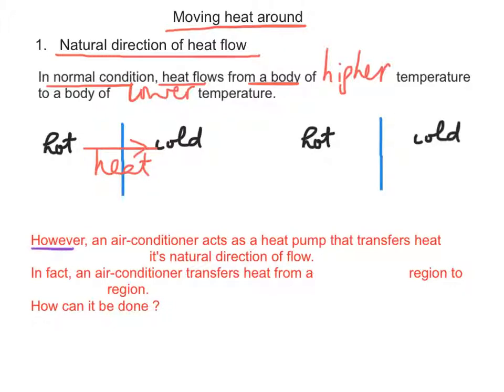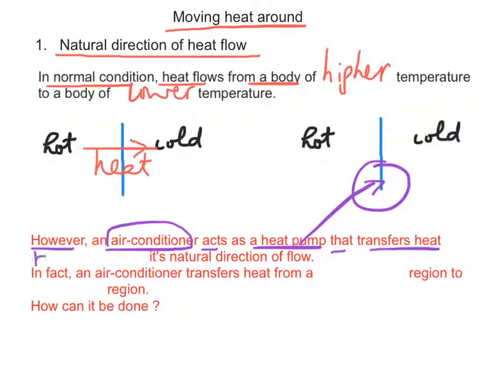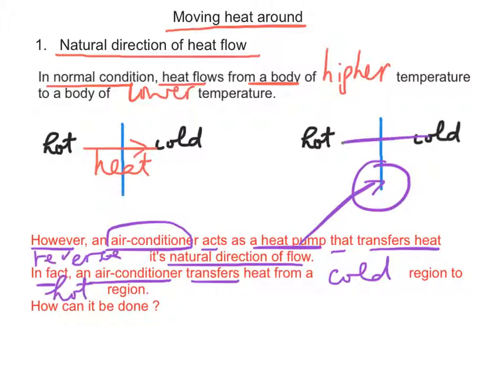However, an air conditioner acts as a heat pump that transfers heat reverse to its lateral direction of flow. In fact, an air conditioner transfers heat from the cold region to the hot region by using the pump. How can it be done?